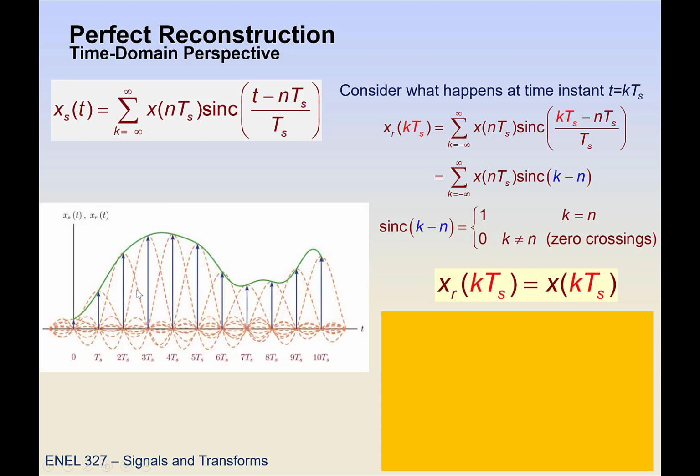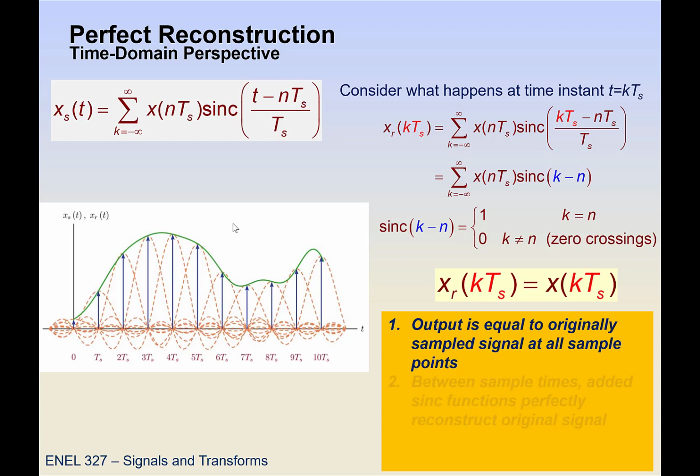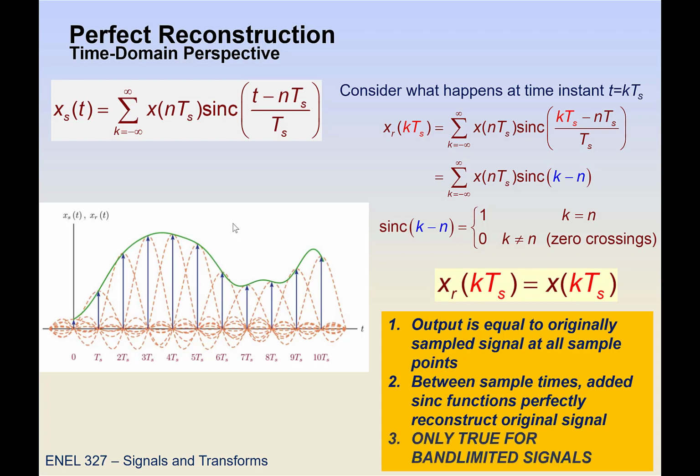But in between, we have the non-zero sinc functions, and what this is telling us is that the additive combination of those actually recreates the original signal perfectly. So the output is equal to the original sampled signal at all sample points, but it's also perfectly reconstructed in between, and it's those added sinc functions that do that. Remember that this is only true for band-limited signals and as long as we have sampled at the Nyquist rate or higher.